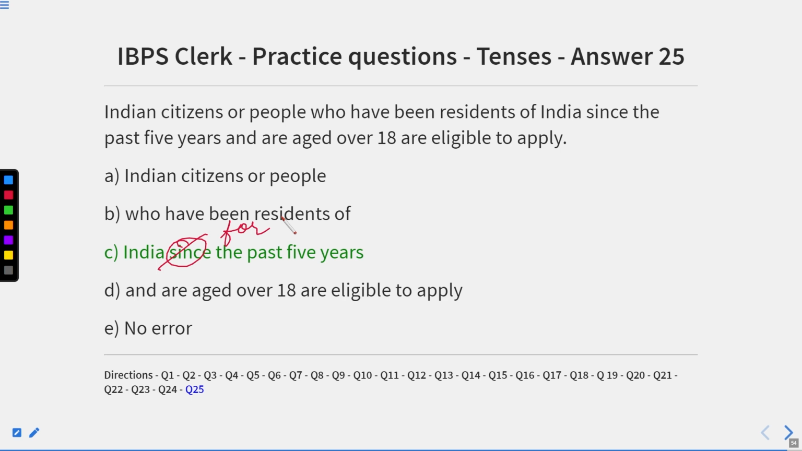So these are the questions that we have done based on tenses. So I hope you understood each and every question.